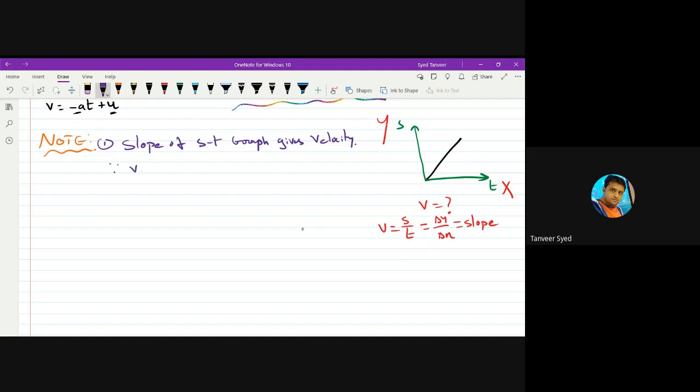Why? Because velocity is rate of change of displacement, which is delta y by delta x, because we are taking displacement on y axis, time on x axis. Delta s means delta y, delta t means delta x, which is equal to slope.